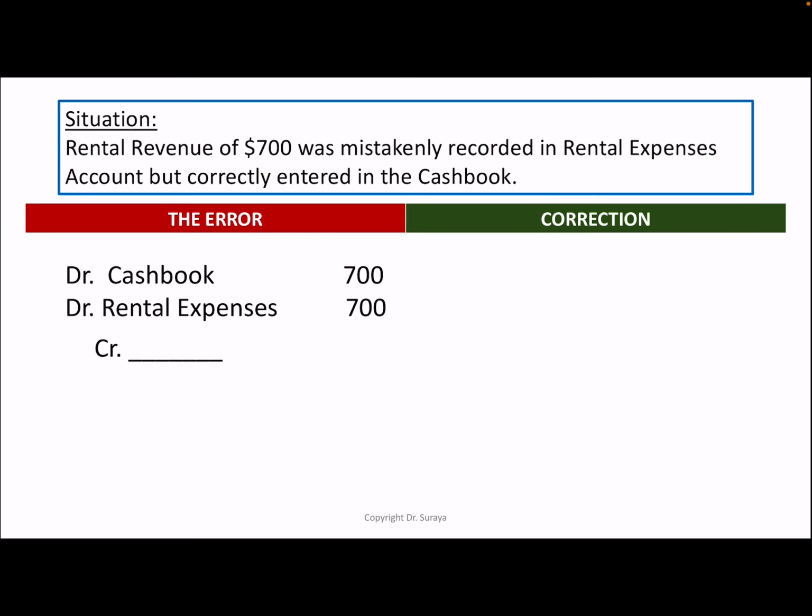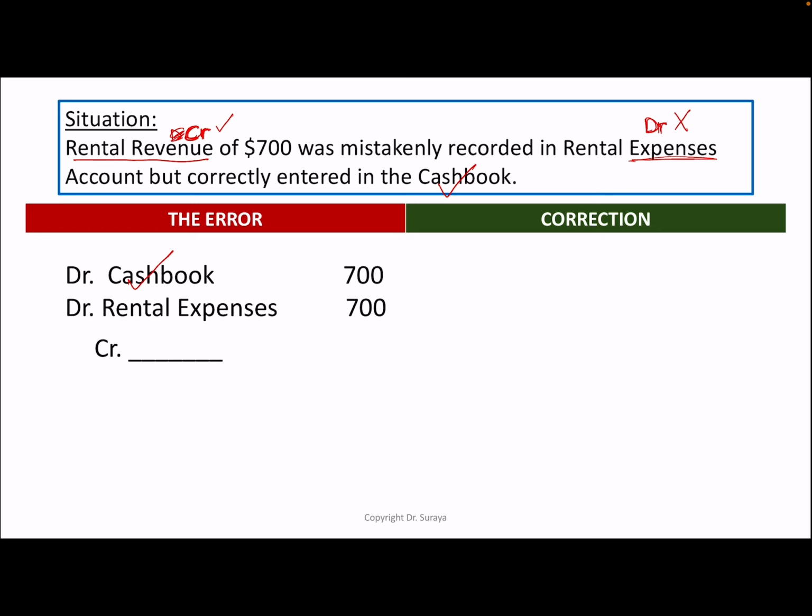Another situation here, look. Rental revenue, and you know revenue is supposed to be credit. Why? Because it is what you lose in order to gain. So revenue is supposed to be credit, but you have mistakenly recorded it as an expense, which is the debit. It is supposed to be credit but recorded as debit. But it was correctly entered in the cash book. So your cash book is already correct. Do not touch your cash book.